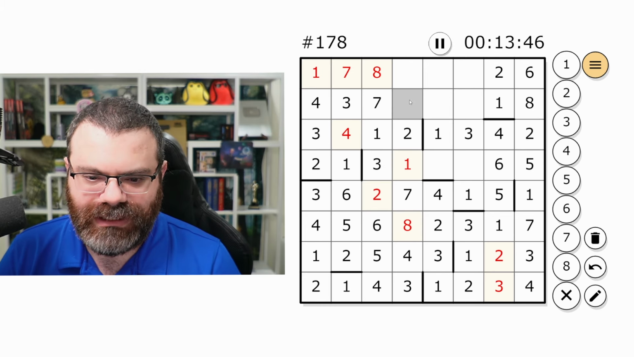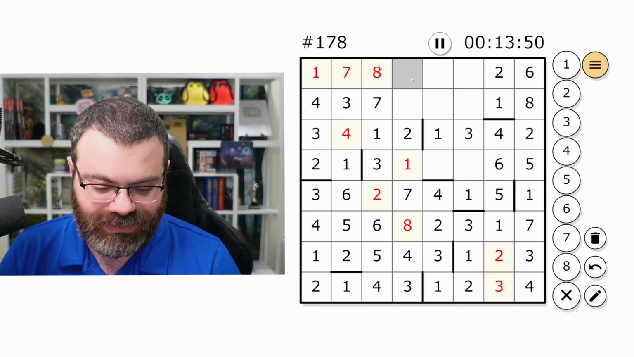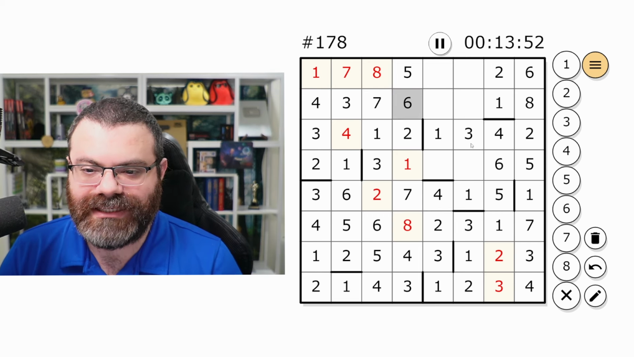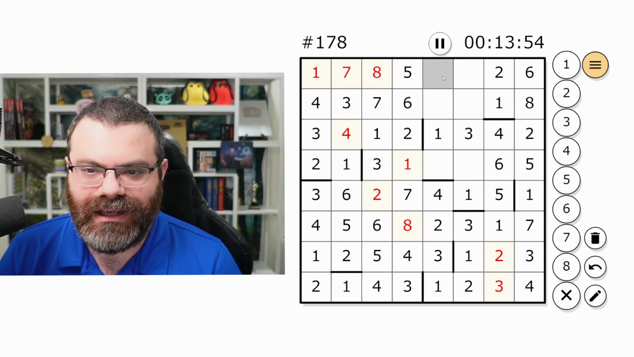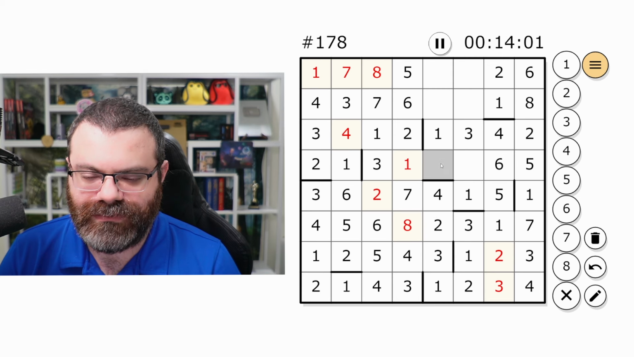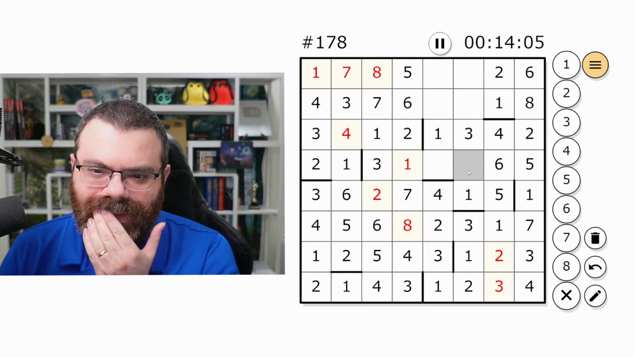This column, we have 1, 2, 3, 4. We need 5, 6 here. This 6 tells us the order. That's 5 and 6. So we just got a nice cascade of all the 5, 6s finishing. What do we need here? We need 2 and 4. There's that 2, doesn't see it. 2 and 4 are left here.